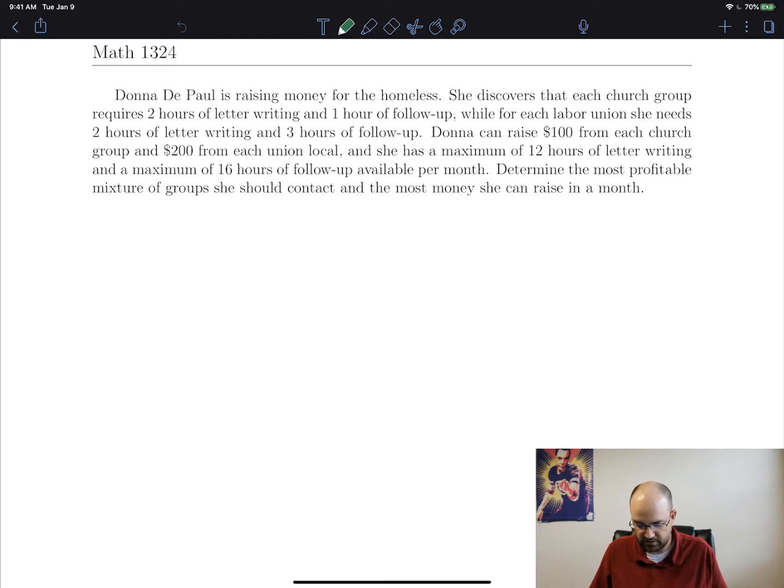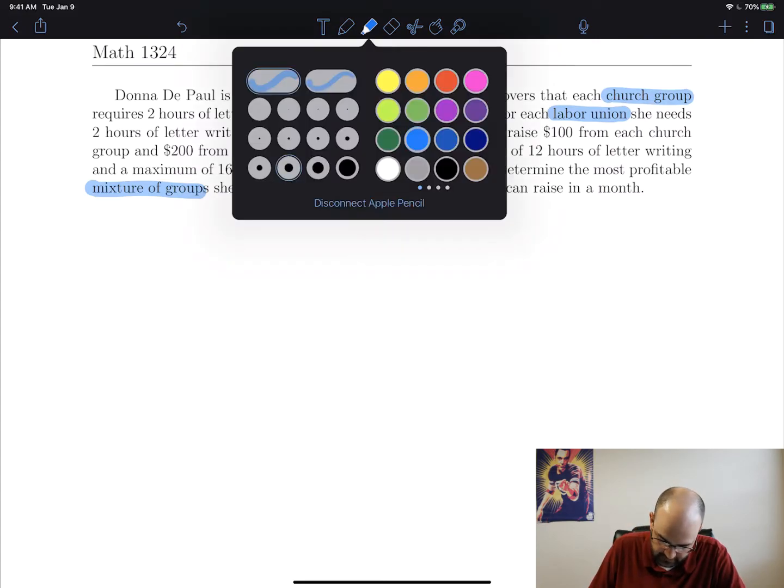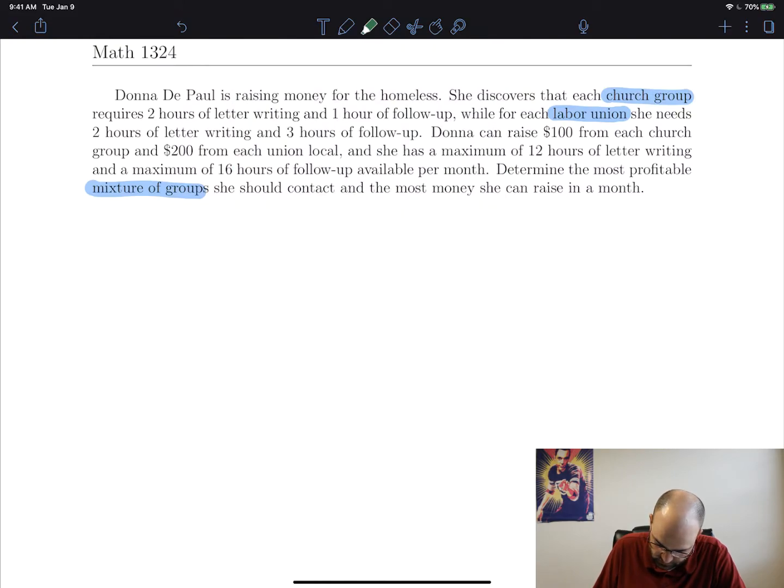Okay, good. Notice that in this question there's nothing defined for us other than what needs to happen. So let's look at the actual question. We want the most profitable mixture of groups she should contact. Now, what groups are we talking about? We have church groups and labor unions, or labor union locals. And the objective is to find the most money that she can raise in a month.